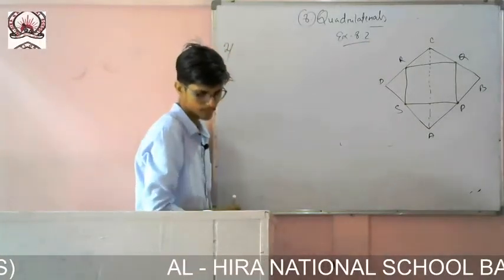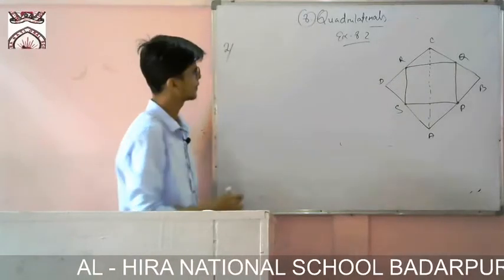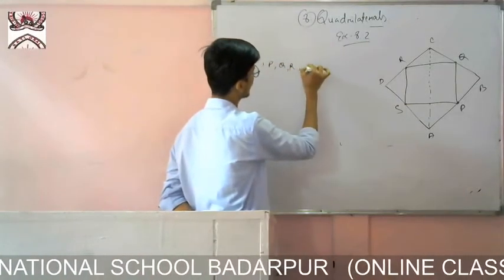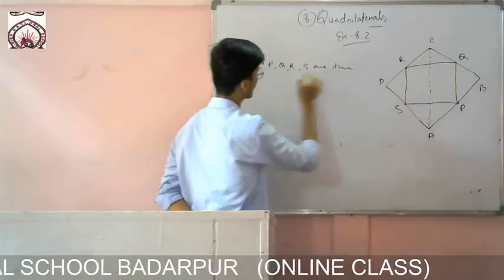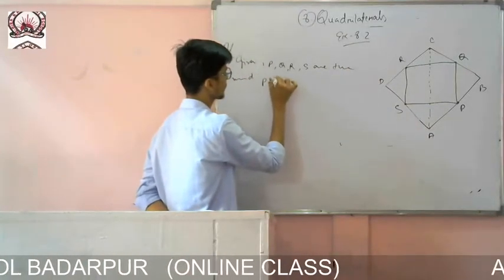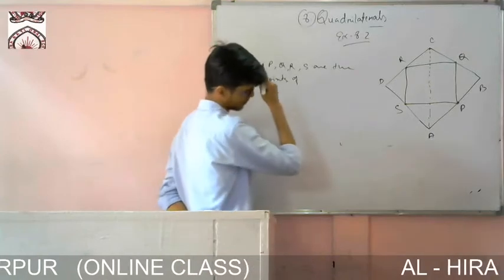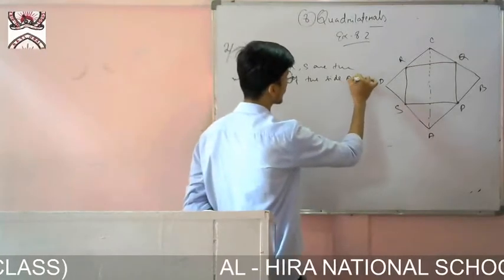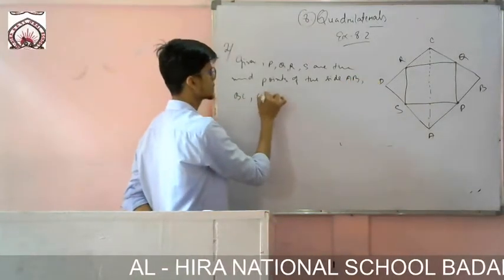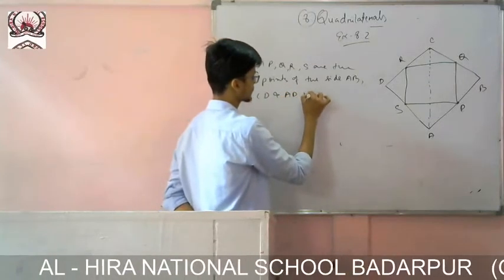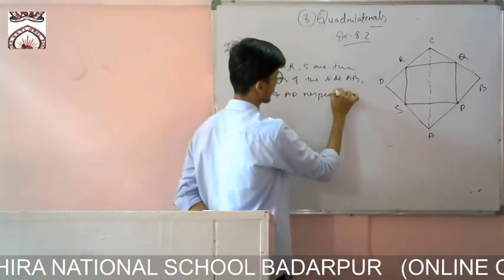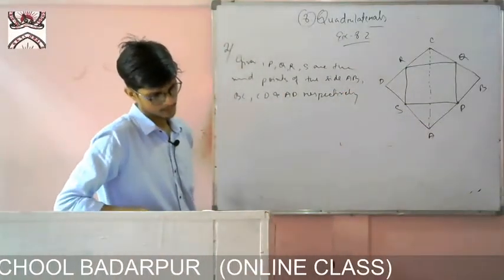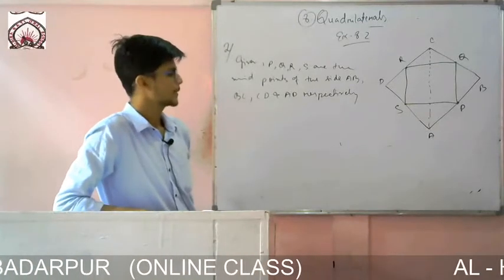You write like this: given, P, Q, R, S are the midpoints of the sides AB, BC, CD and DA respectively. So we have to prove that PQRS is a rectangle.